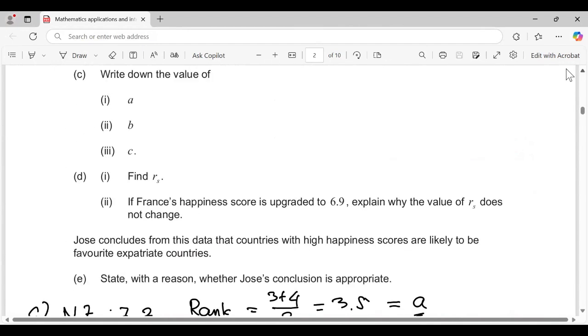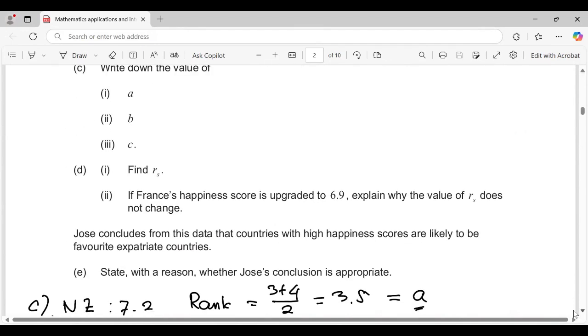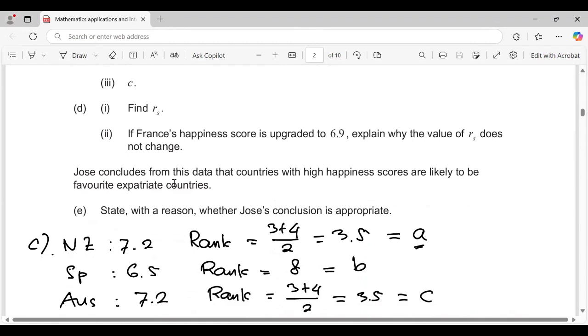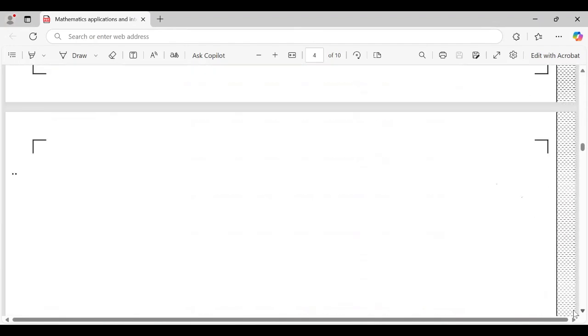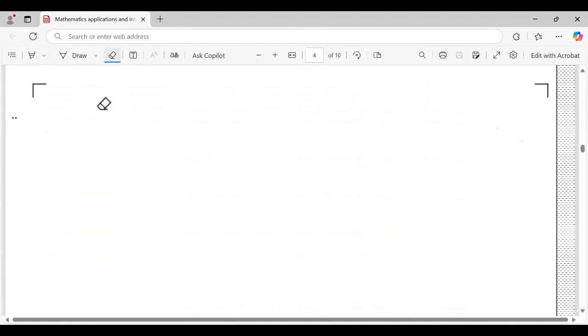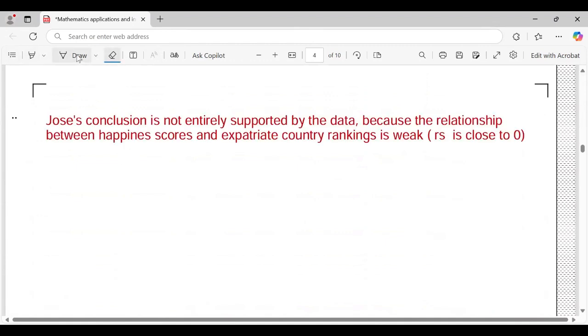Part E. Jose concludes from this data that countries with high happiness scores are likely to be favorite expatriate countries. State with a reason whether Jose's conclusion is appropriate. I provided this as well. This is my answer for part E. I think it is clear.